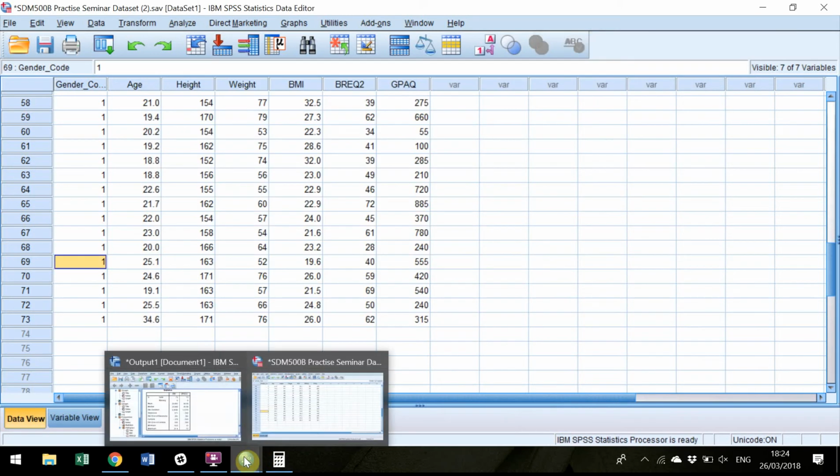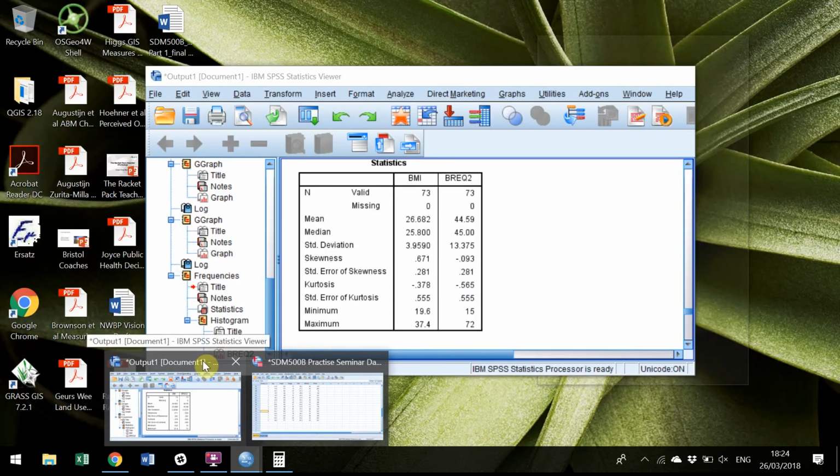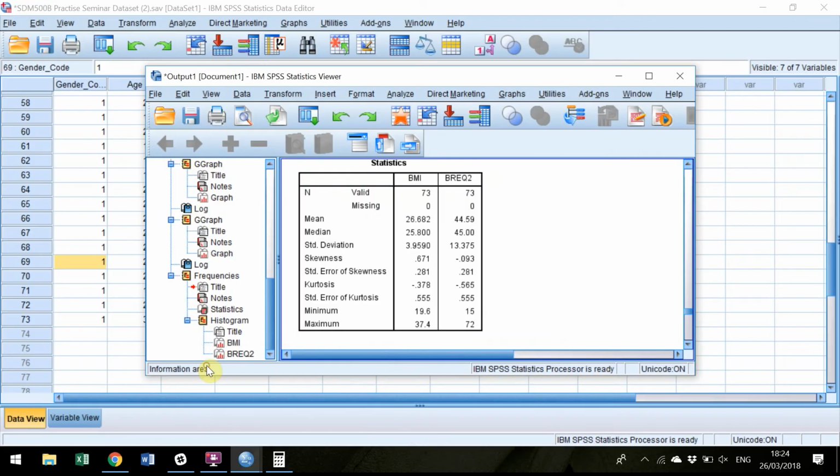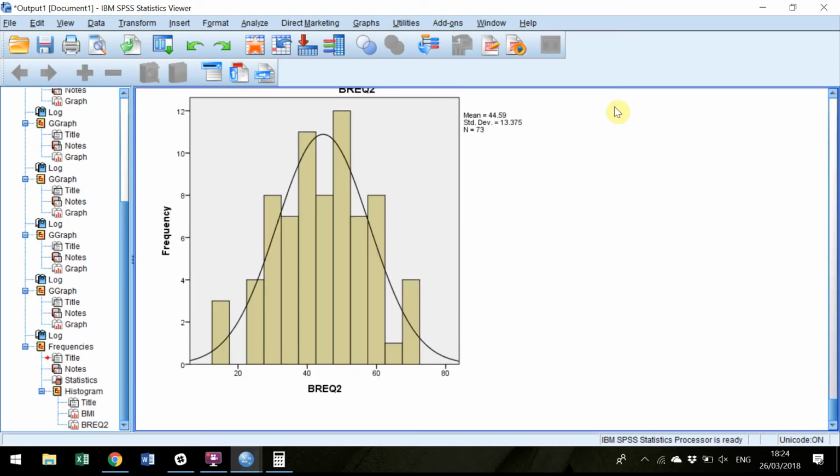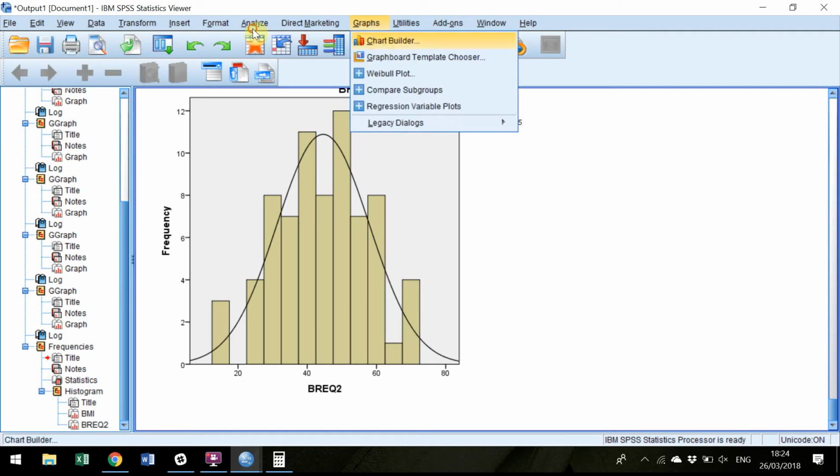Okay, so what you have now is the descriptive statistics. The only other thing you might want to do, given that I've done this under the assumption that we're going to come up with a correlation, is I would want to run a scatter plot.